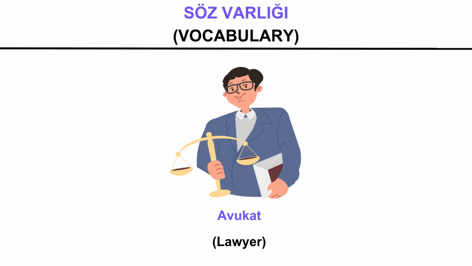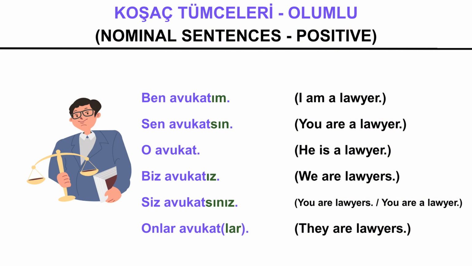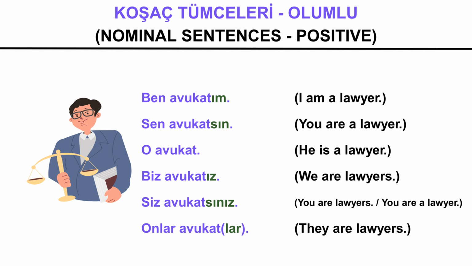So let's look at one example. Let's take the word avukat, right? Lawyer. If I wanted to say I'm a lawyer, how do I say it? Ben avukat. Avukat is lawyer. I look at the last vowel. It is a. So it will be ben avukatım, right? Ben avukatım. Sen avukatsın. O avukat. Biz avukatız. Siz avukatsınız. Onlar avukatlar or avukat.